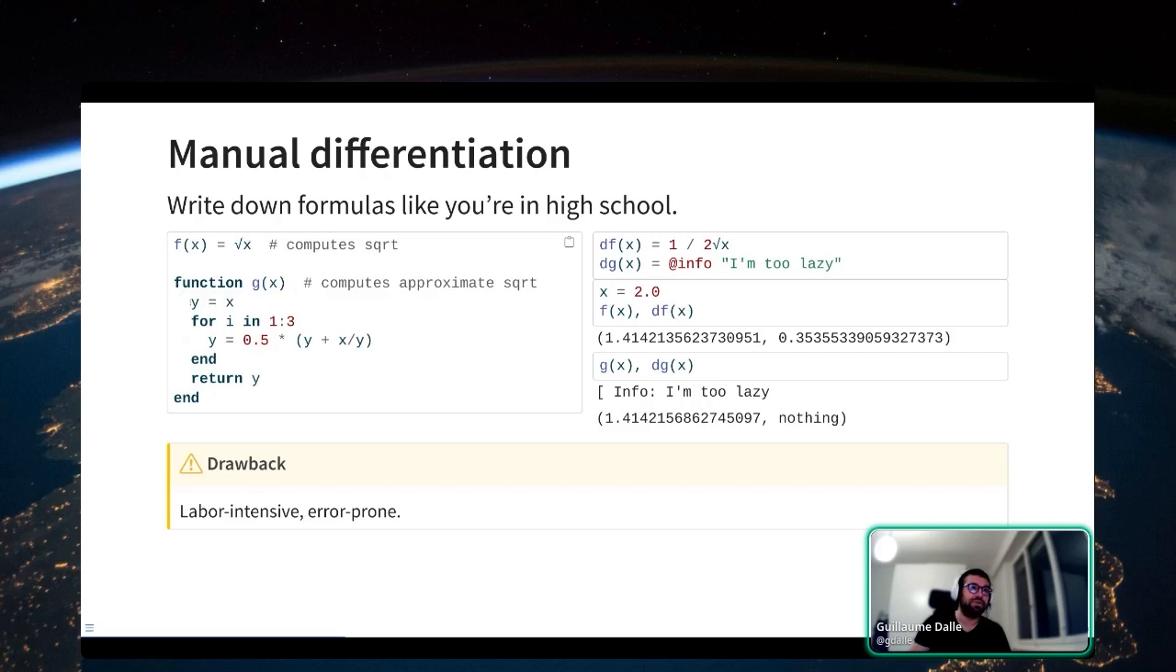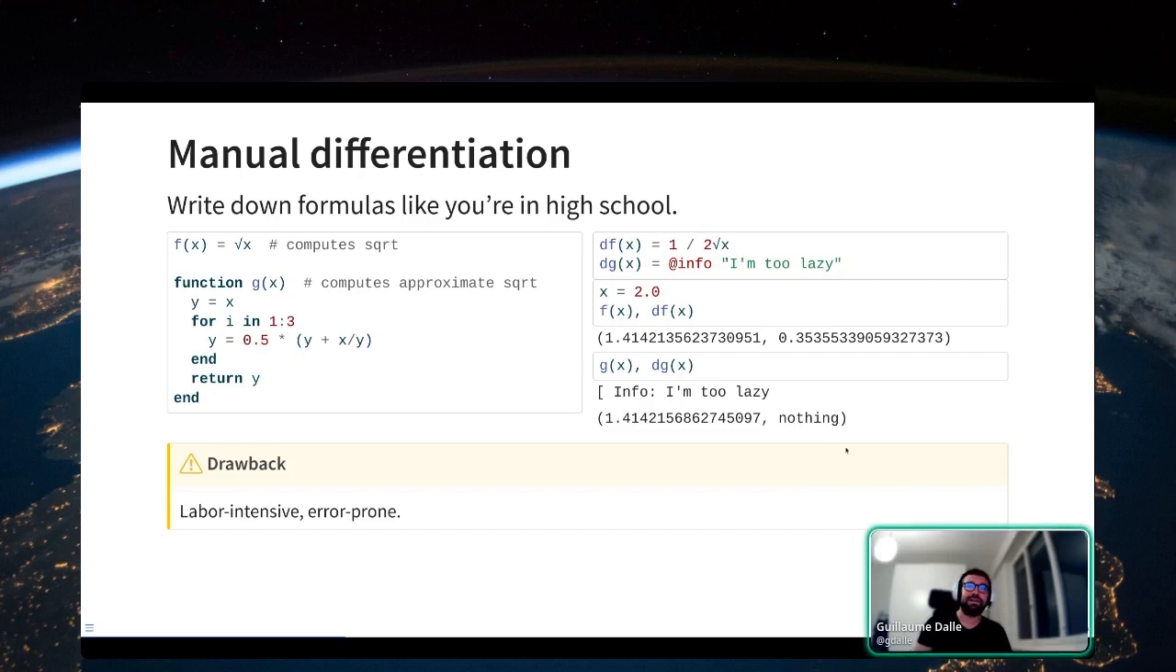It has a loop. You could have if-else statements, you could have while loops, you could have exceptions, things like that, that make it very complicated. And so in the end, you're too lazy to compute the derivative. So this manual differentiation thing, it's what you start with, but it's labor intensive, it's error prone, and it's not what you want to do.